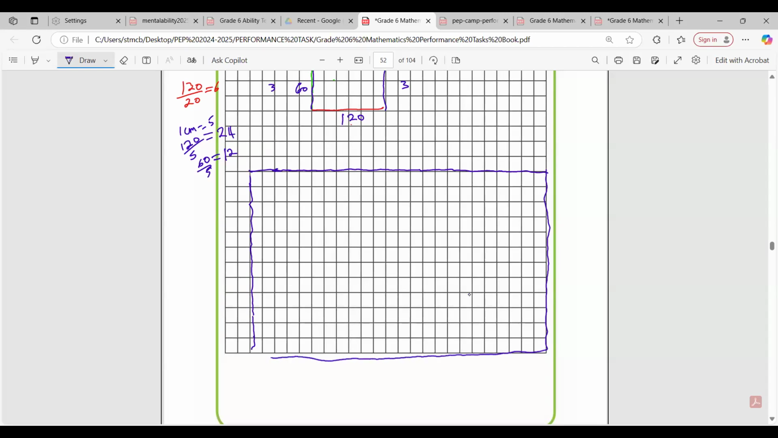Guys, I need a software to draw lines. So it will still represent the same thing. So this would be 24 units, as in 24 of these, but guess what? It represents 120. And this would be 12 of them, but it actually represents 60 centimeters.